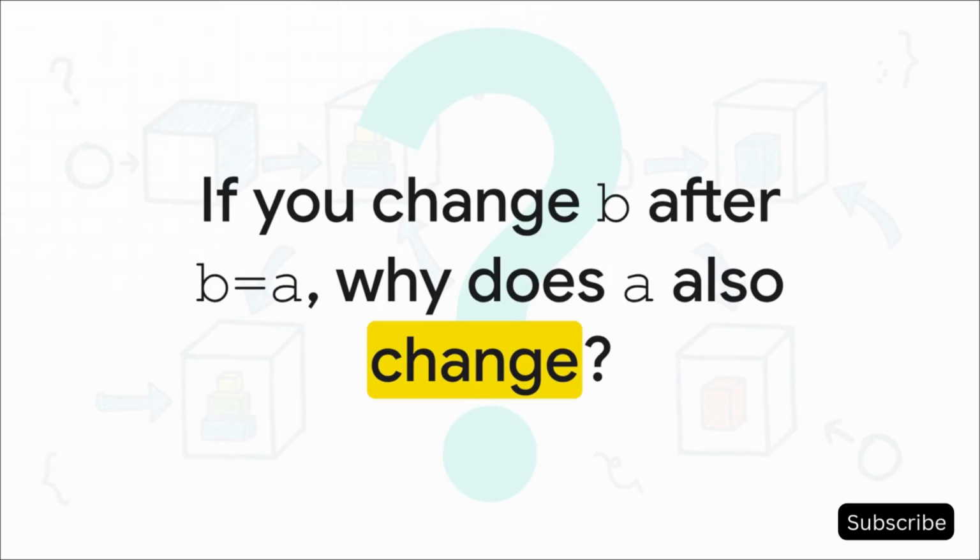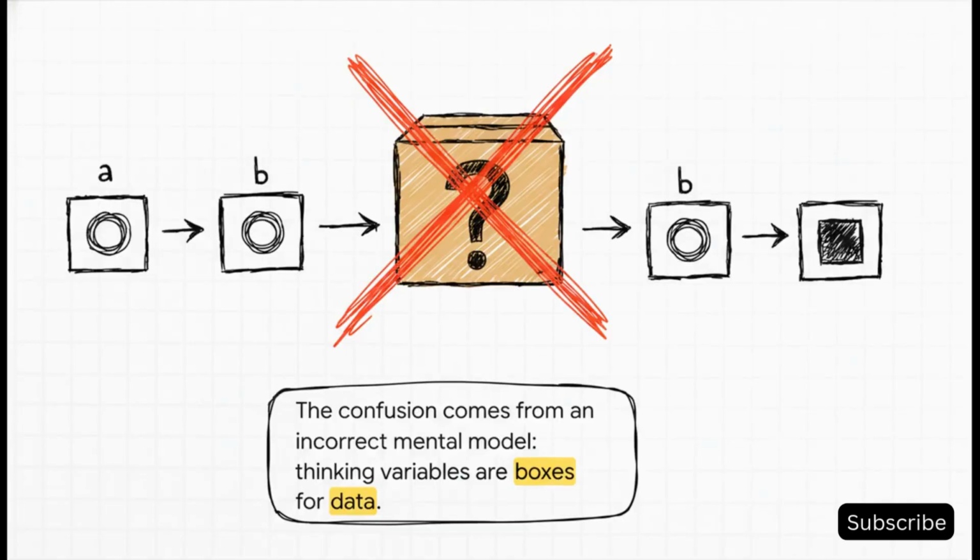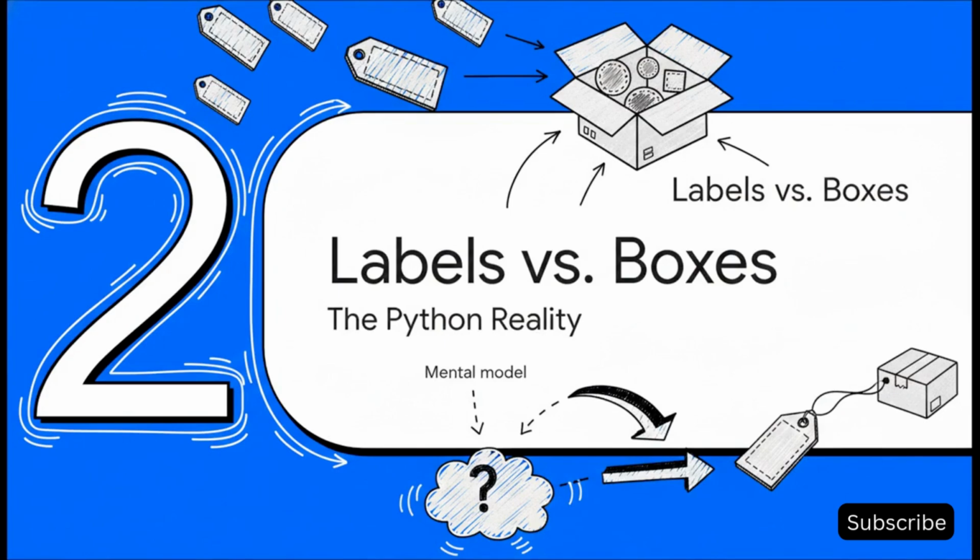We never touched A. And the reason this feels like some kind of weird black magic is because our intuition is just wrong. We instinctively think of variables as little boxes or containers that hold our data. And if A and B were two separate boxes, then yeah, changing one couldn't possibly affect the other. But that's not how Python sees the world at all. All right, so it is time to completely tear down that old mental model and build the right one from the ground up. This next idea is the absolute key to understanding how Python's memory and variables actually work.